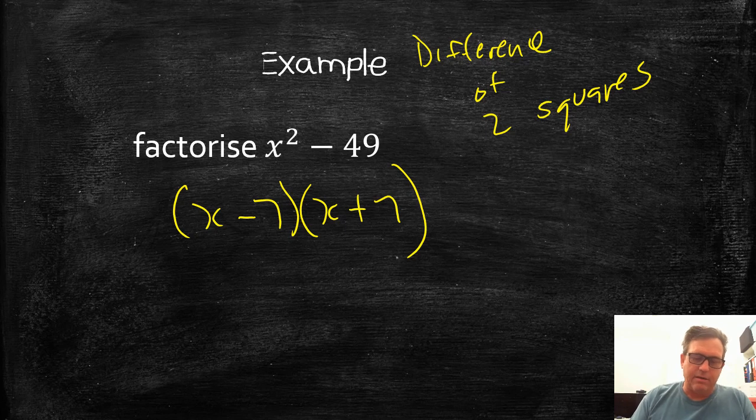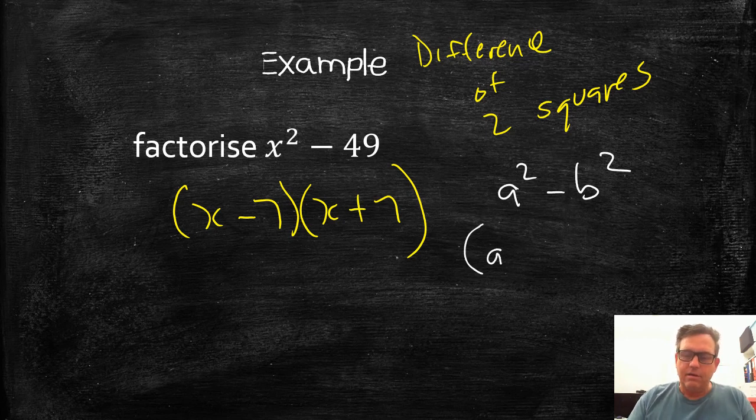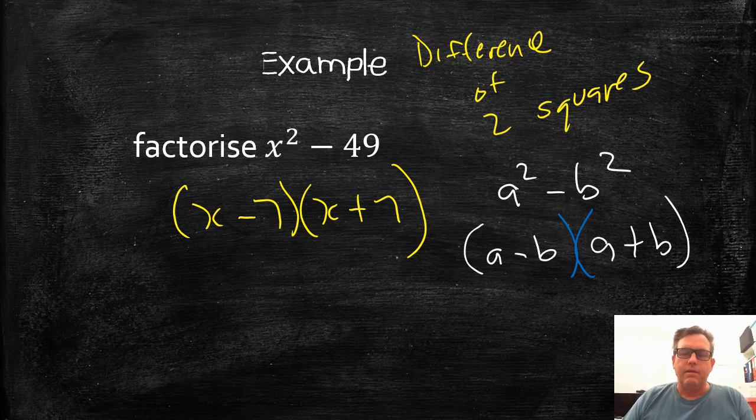Sometimes we like to write it in a general form. If I have a squared minus b squared, that's the difference of two squares. It will always factorize to a minus b times a plus b. Okay, so this is the difference of two squares. It is the rock star of factorizing. You will use it so many times, and a lot of times you're not even going to know you need to use it. So the key is recognizing that.